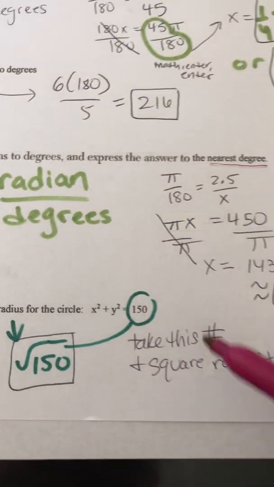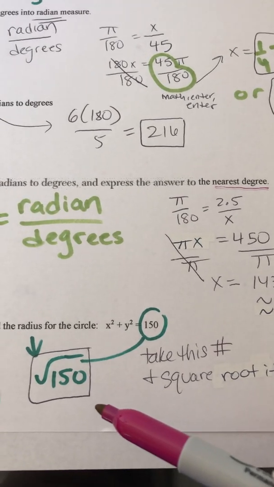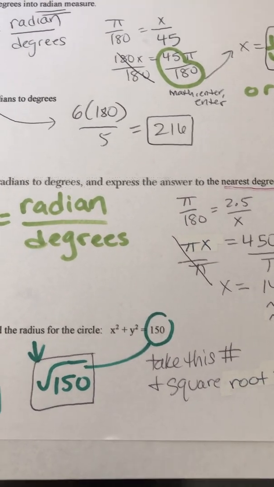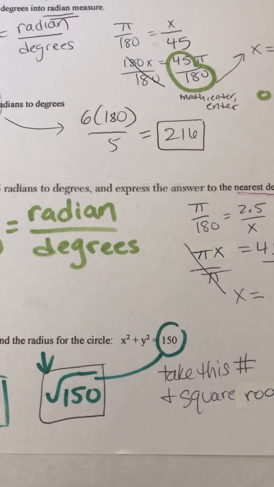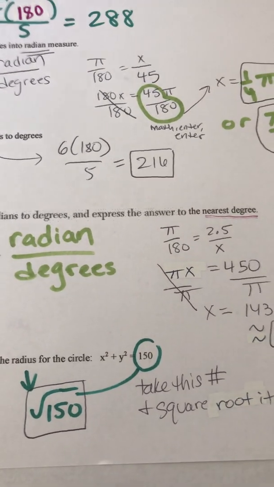Now the radius, here's my note. Take this number and square root it. So you do the square root of 150. We didn't ask for simplest radical form or nearest tenth or anything like that, so it is sufficient to say it's the square root of 150 for the radius.